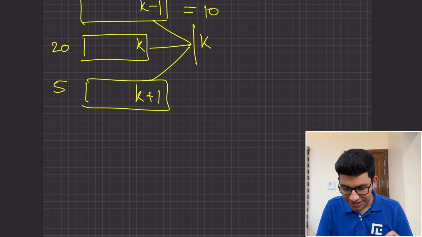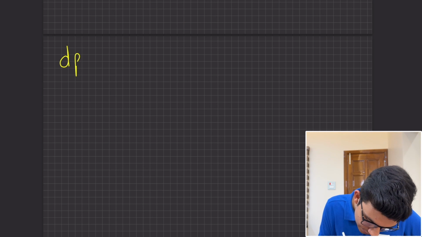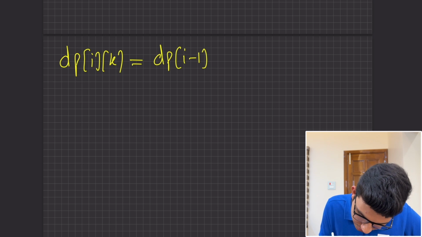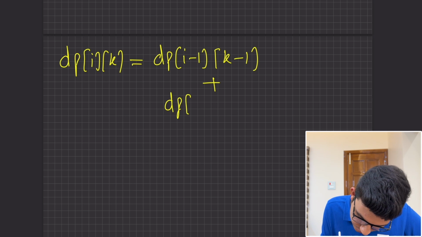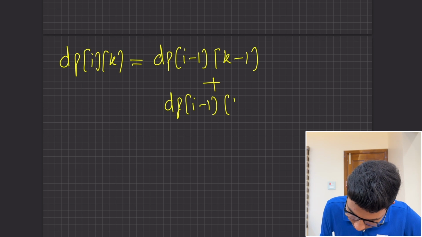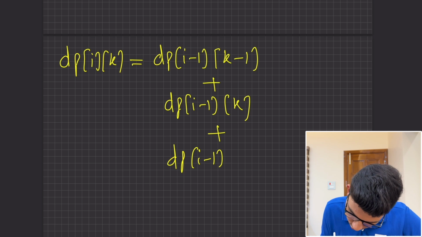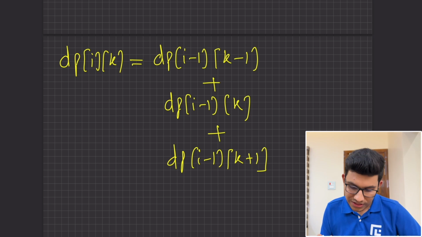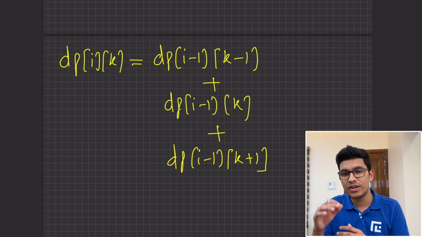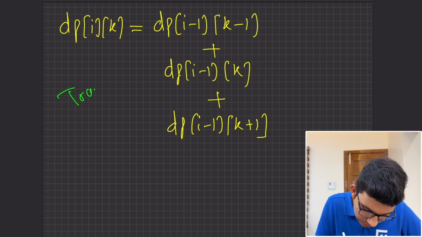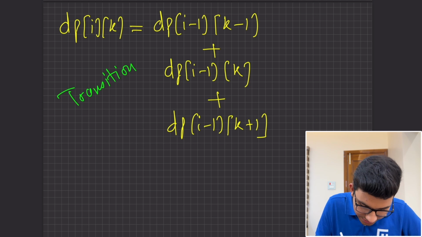So can I write my transition now? Yes. I can simply say dp of i comma k is equal to dp of i minus 1 comma k minus 1 plus dp of i minus 1 comma k plus dp of i minus 1 comma k plus 1. All these 3 different ways, you will just add them up. So this is the transition equation. We clearly saw the state. We also know the transition equation.